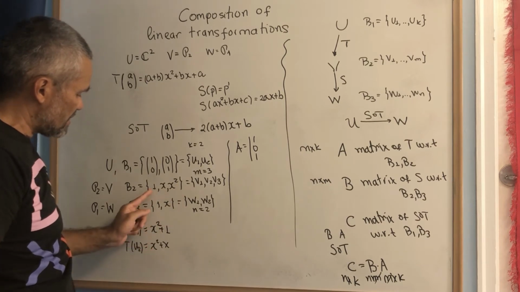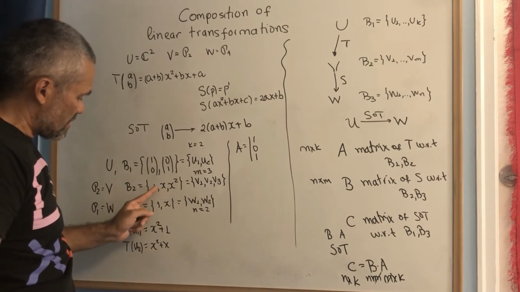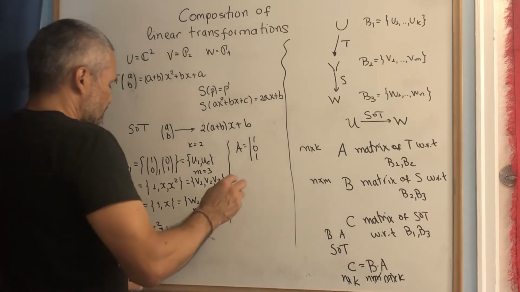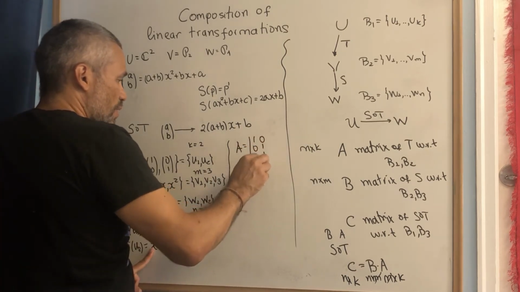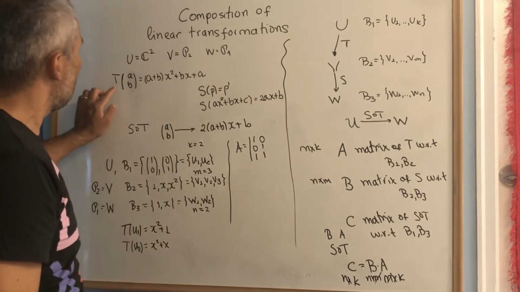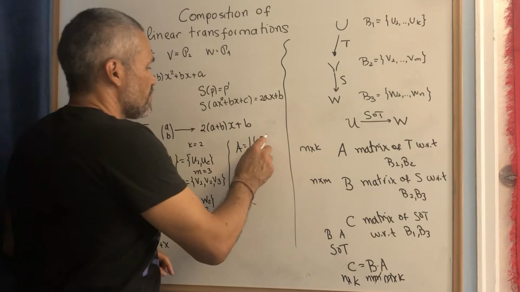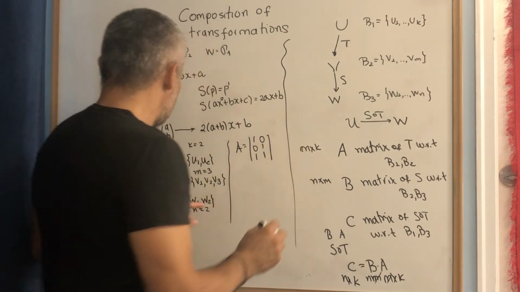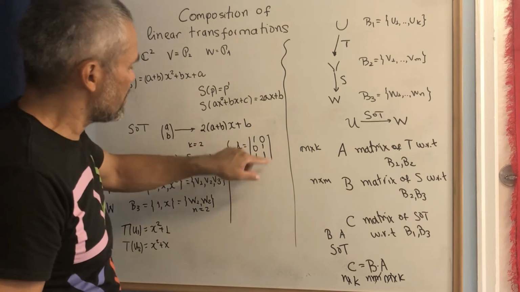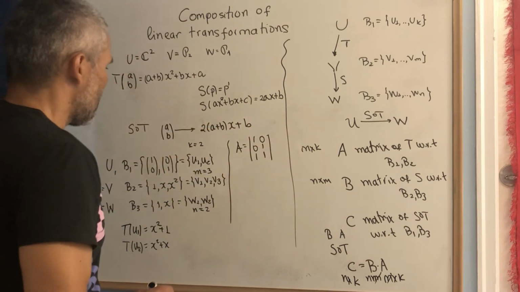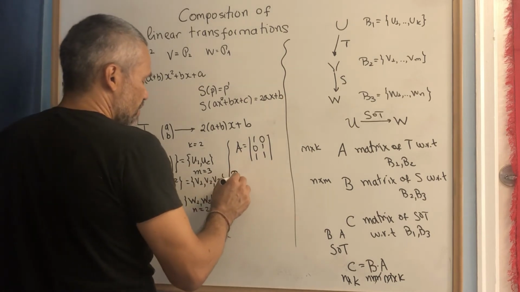But this vector is just 0 times 1 plus 1 times x plus 1 times x squared. Then the weights are 0, 1, 1. Fine. And that's it, right? This is the matrix of this transformation. As I said before, this is a 3 by 2 matrix. Let's see the matrix B.